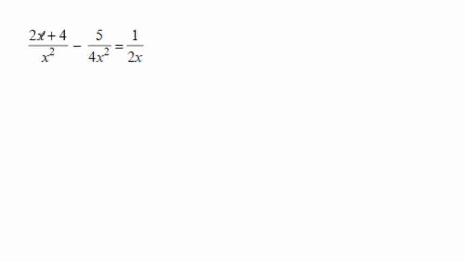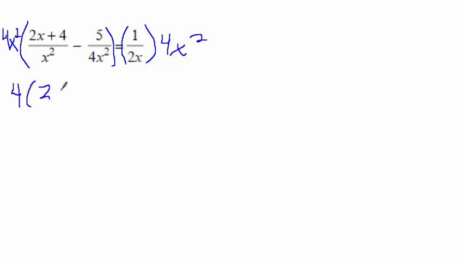Okay, least common denominator. Of my numbers, 1, 4, and 2, everything goes into 4. Of my variables, x squared and x, everything goes into x squared. So my least common denominator is 4x squared. And if I write that once on each side, now 4x squared divided by x squared gives me 4. And then that is multiplied by the numerator of that term in parentheses.